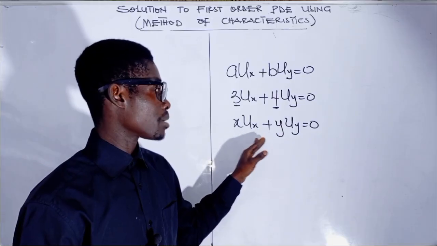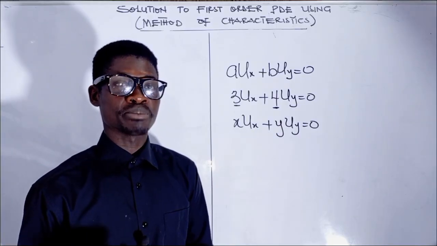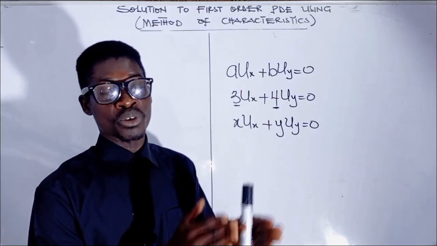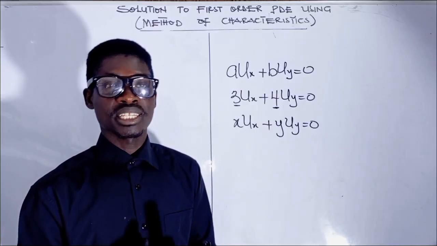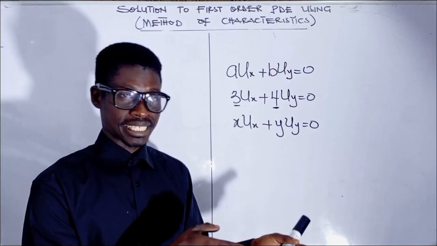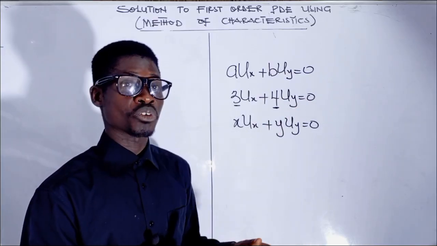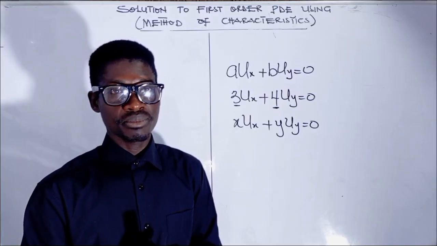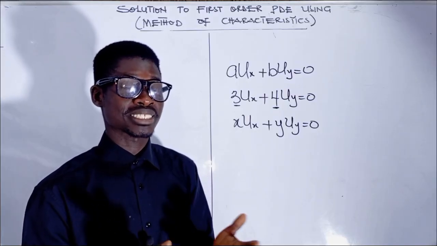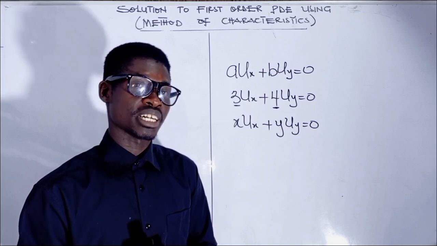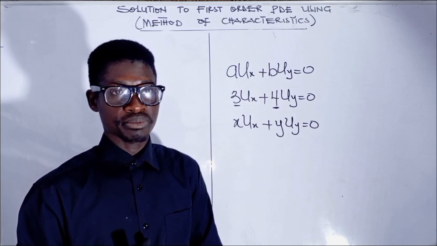Now, once this partial differential equation has been reduced or converted to an ordinary differential equation, then we can make use of any of the methods that we know in solving ordinary differential equations to solve it. Or we can simply make use of our simple integrating technique to solve such an ordinary differential equation.